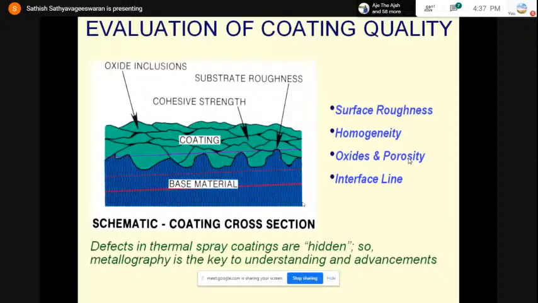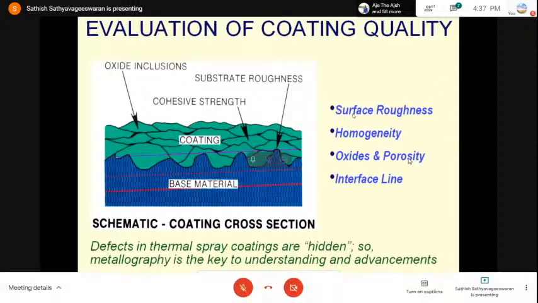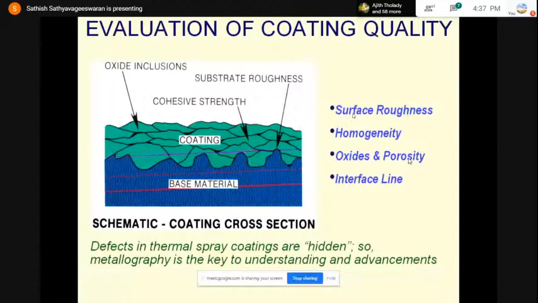The first thing is you have to take the cross section of the sample. This is the schematic diagram of the cross sectional view of the coating. Here you can see the base material indicated in blue color, and over that you will be having a coating.